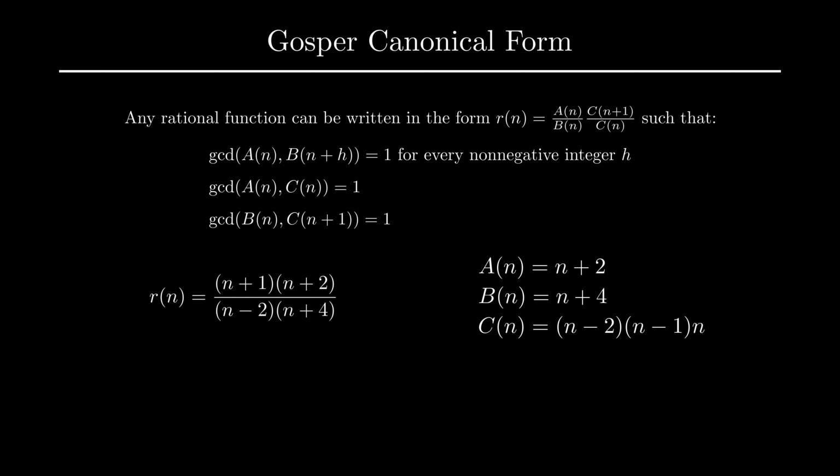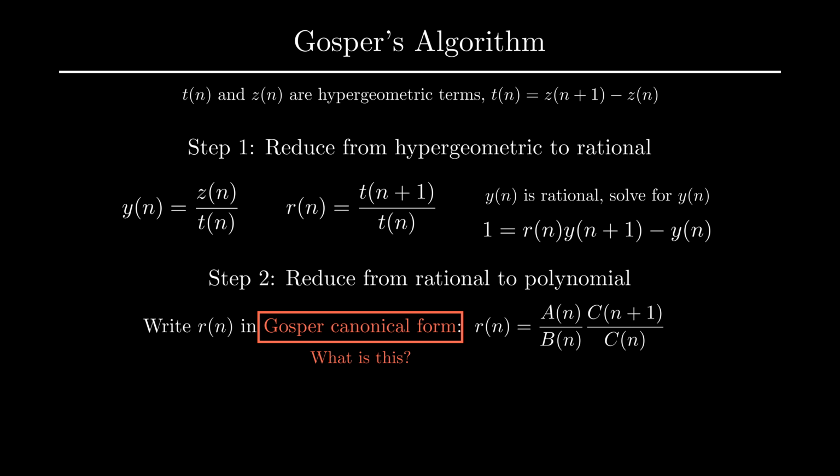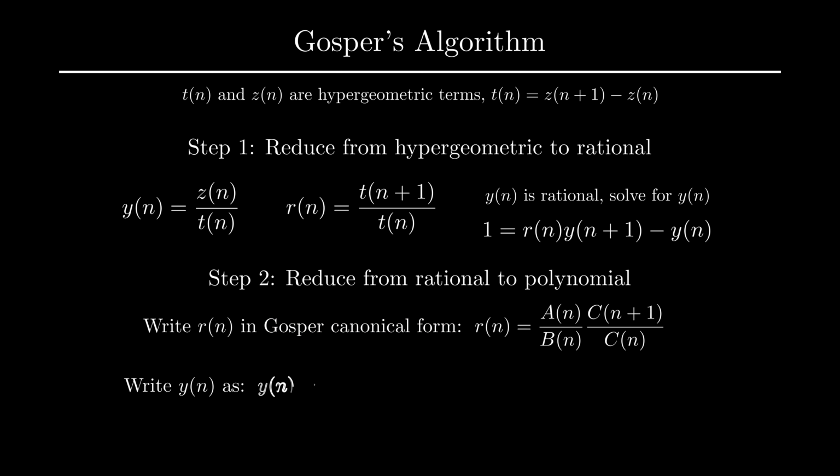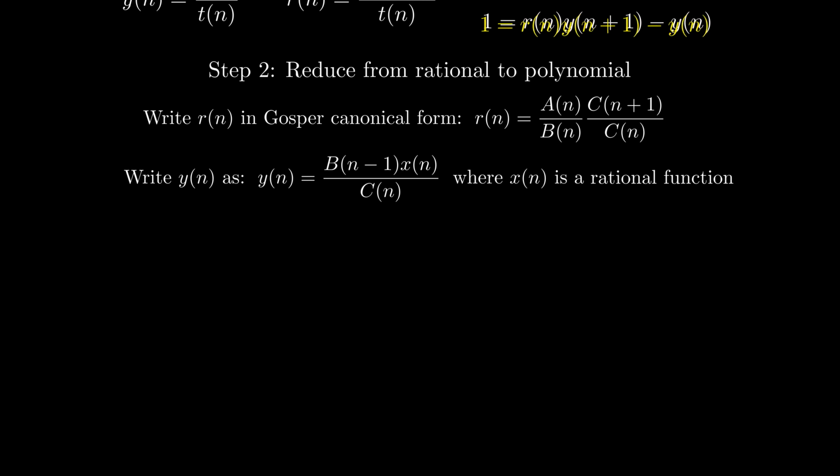Alright, now that we have the Gosper canonical form of a rational expression, what's the point? What can we do with it? Suppose we do one more substitution, setting y of n to be b of n minus 1 times x of n divided by c of n, where x of n is yet another rational function.